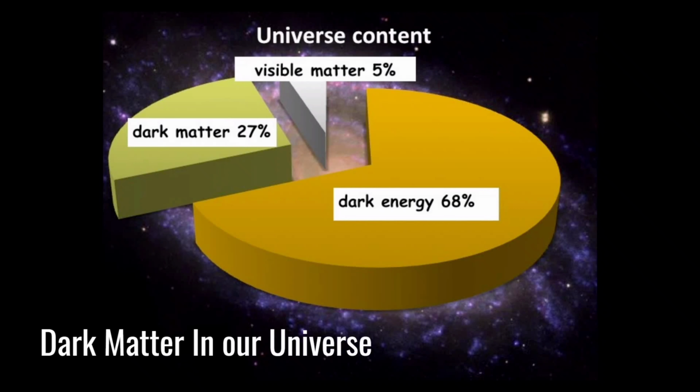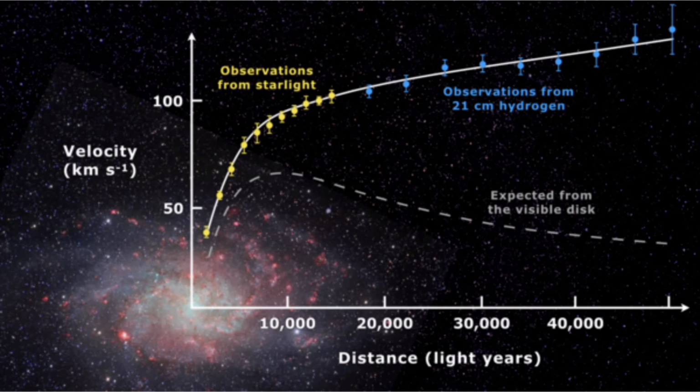So, how did we find dark matter in the first place? For that, let's talk about galaxies. Let's talk about the Andromeda galaxy, for example. Galaxies rotate and different parts of the galaxy rotate at different speeds or different velocities. So, let's look at the rotation curve, or a rotation graph.